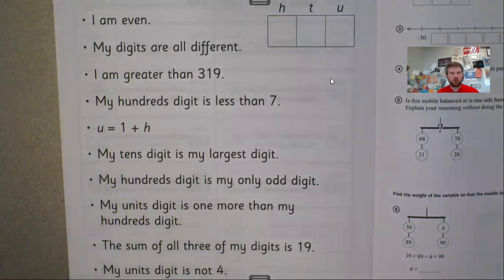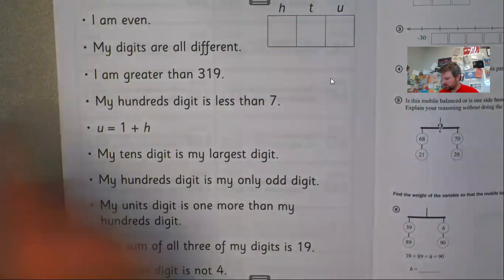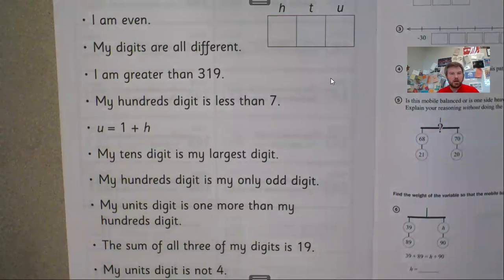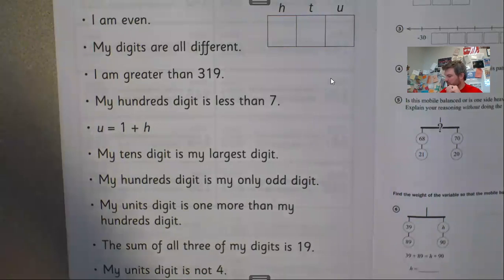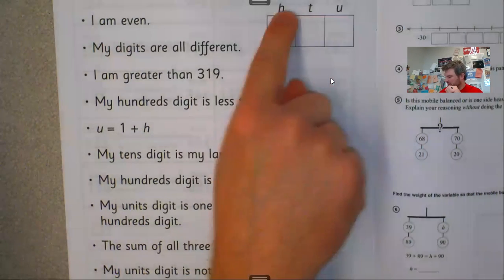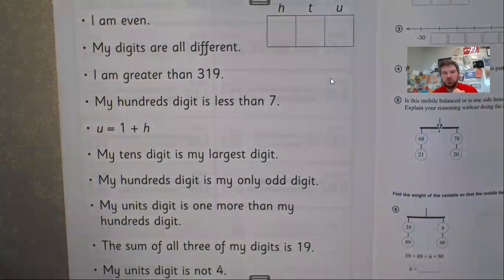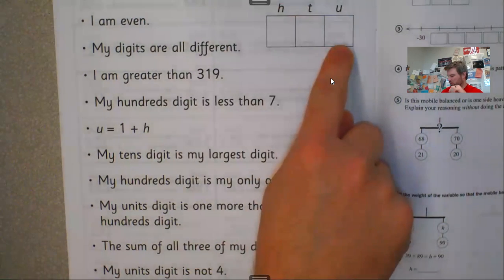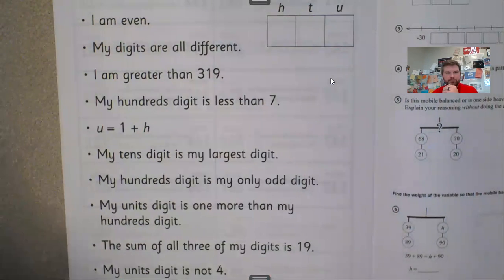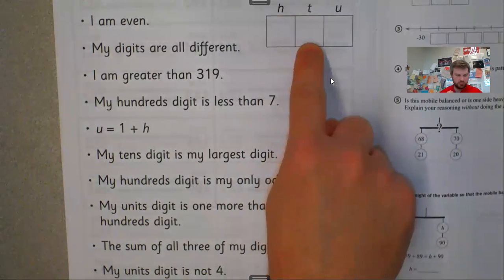My digits are all different. Okay, so each digit here is different. I'm greater than 319. My hundredths digit is less than 7. So this is the 1s, 10s, hundreds, or units digit that they have there. And then it says U equals 1 plus H. So this digit here is 1 more than this digit. My tens digit is my largest digit. So that's that number right there.